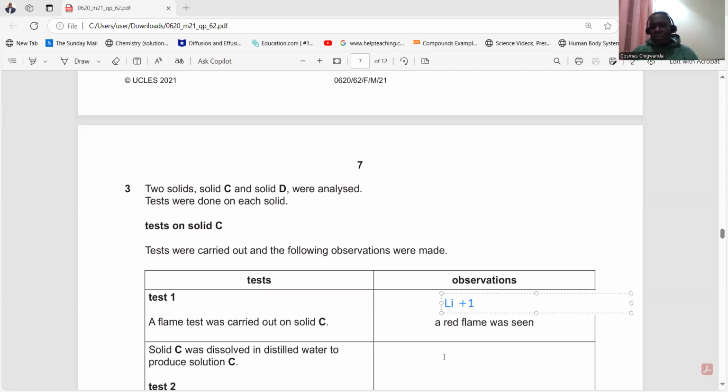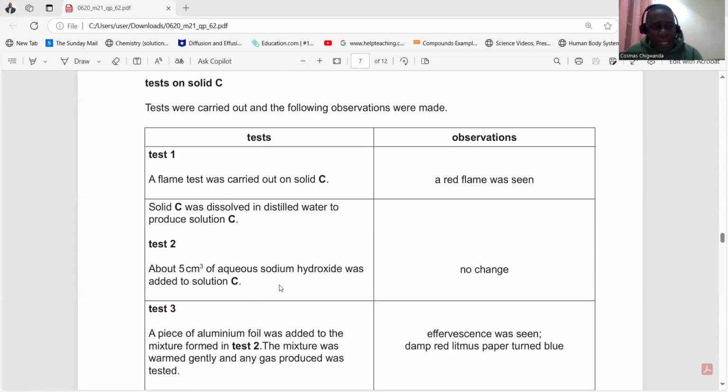And then we move on to the next. We are now going to do further tests to find out what the anion present is. So let's go down and analyze what we are having here. Solid C was dissolved in distilled water to produce solution C. It's now a solution. Add about 5 cubic centimeters of aqueous sodium hydroxide until there's no change, in other words, in excess. Sodium hydroxide is a standard reagent that is looking for the anion part.